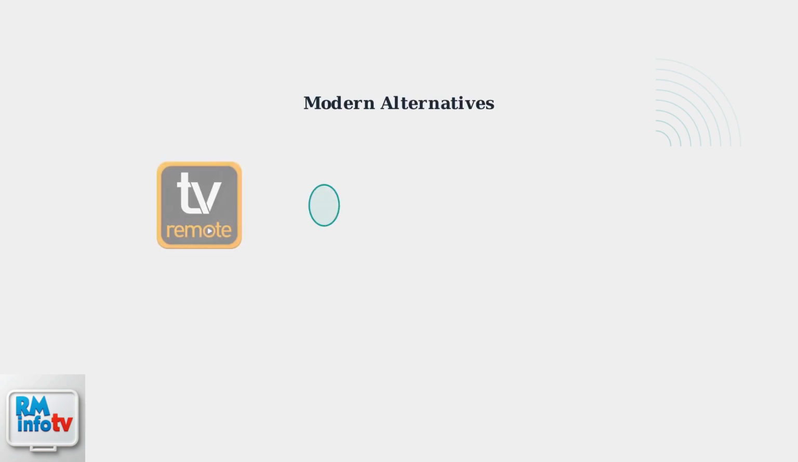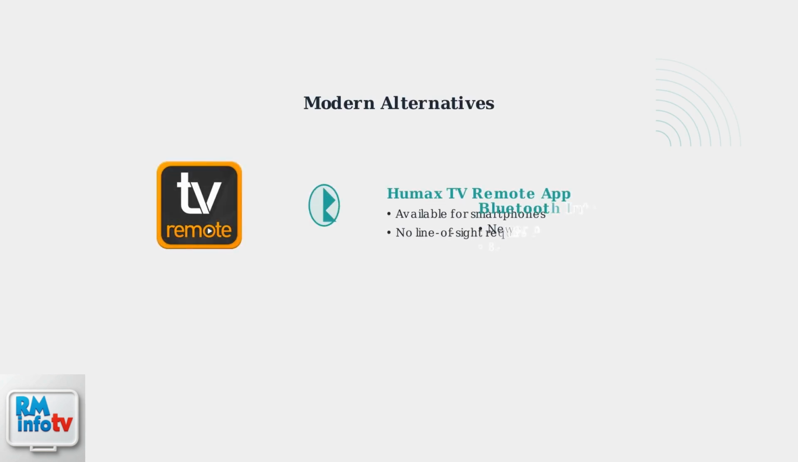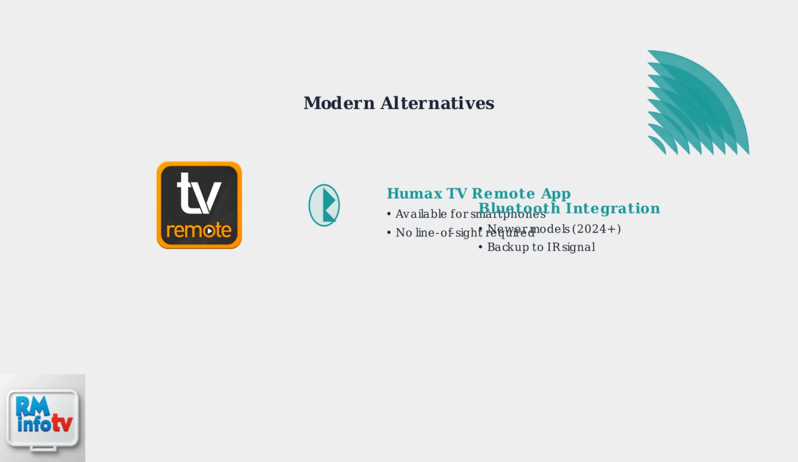Humax is embracing modern technology with smartphone apps and Bluetooth integration. The Humax TV remote app provides an alternative control method, while newer models include Bluetooth as a backup to traditional infrared signals.